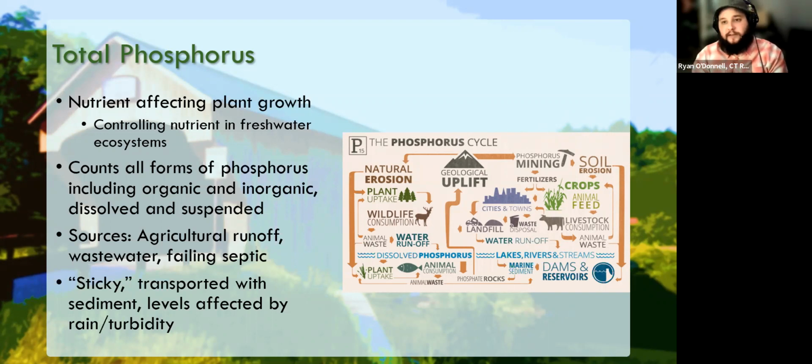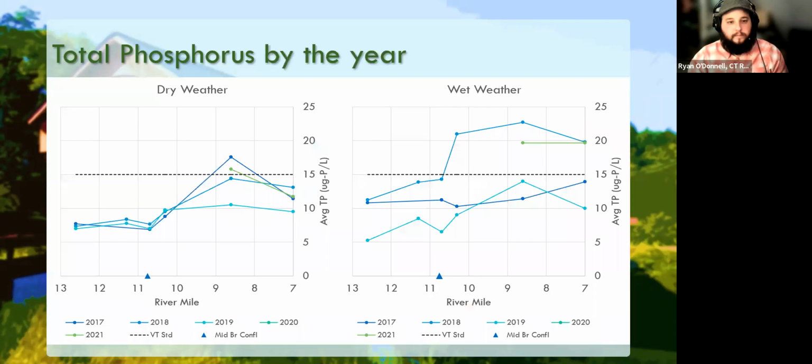So what it means is it also sticks to everything in the river and it tends to be transported with sediment. And so we once again see that levels are affected by rain and turbidity. So once again, we see big differences in wet and dry weather. A lot of it depends on how wet the weather was and how much sediment got picked up in the storm.